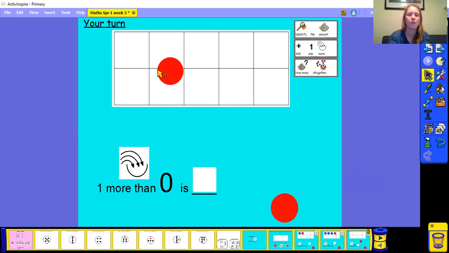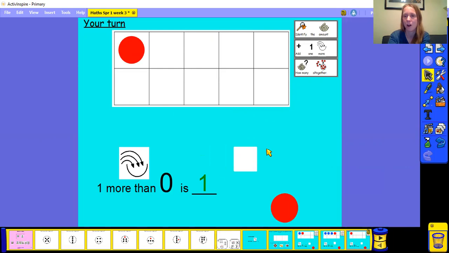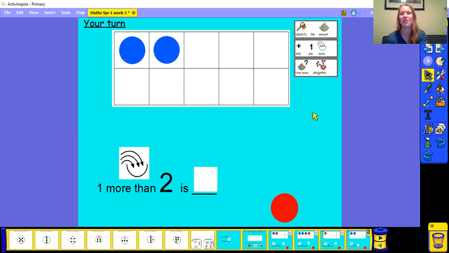Let's put one more counter onto the 10 frame. 1 more than 0 is, I need to count how many counters all together. There's just 1. 1 more than 0 is 1. Well done if you got that right. Okay, your turn again. Use your 10 frame to help you.